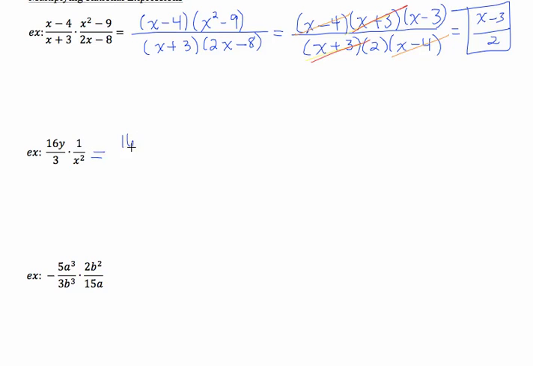Well, in this one we have 16y times 1, so I'm just going to write 16y in the numerator, and 3x squared in the denominator. Nothing cancels, so that's it.